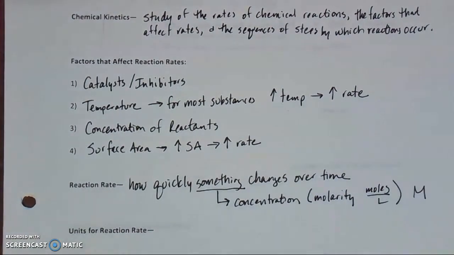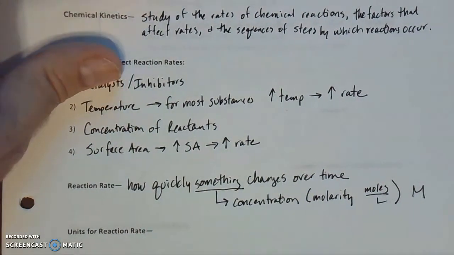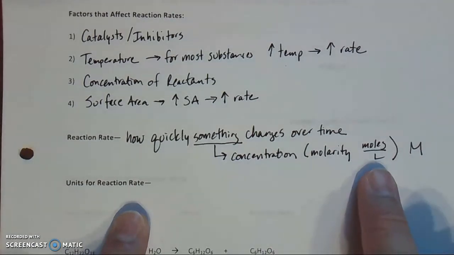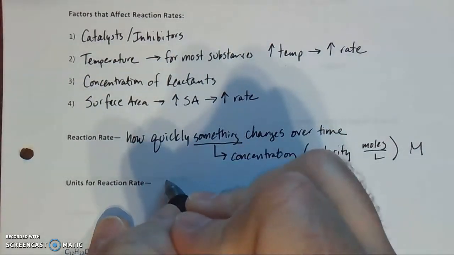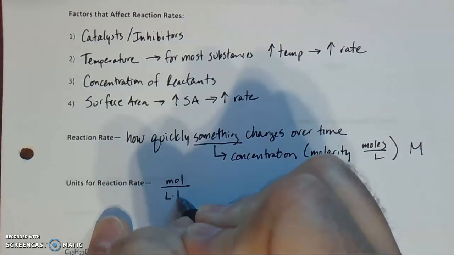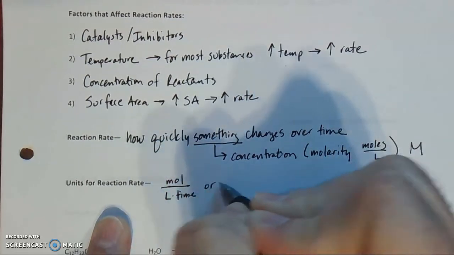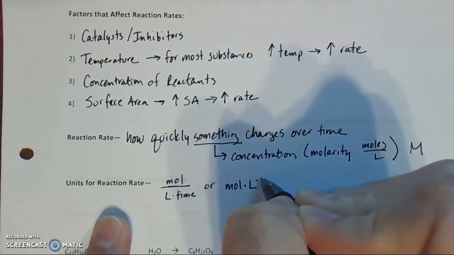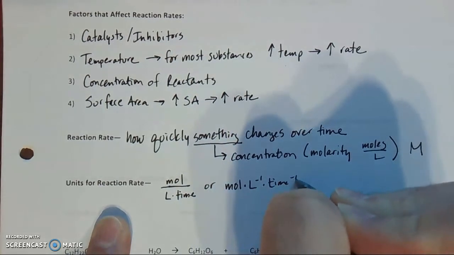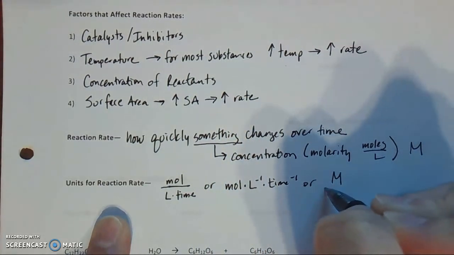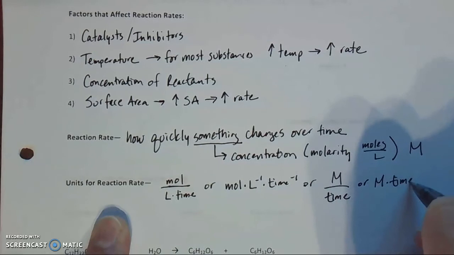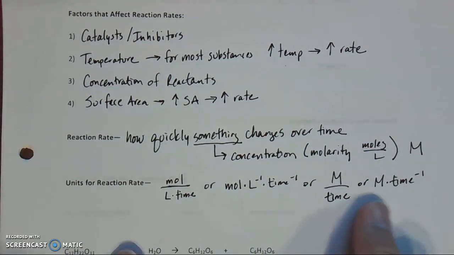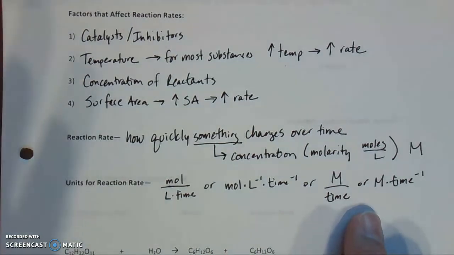If you remember, the symbol for that is a capital M. And because it's this over time, we end up with some different units that are possible. So we could have moles over liter dot time, or moles dot liter to the negative 1 dot time to the negative 1, or capital M over time, or M dot time to the negative 1. Those are all equal to one another. It's just different ways to write them, and you will see them in all different ways throughout this unit.